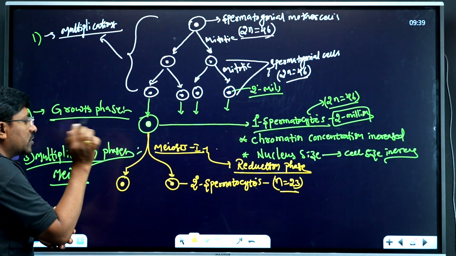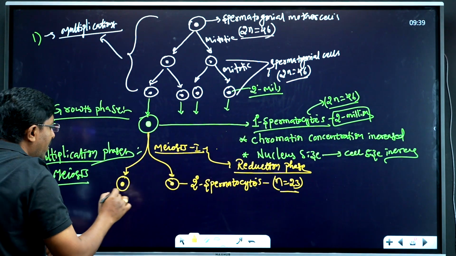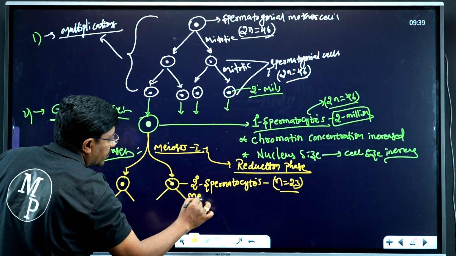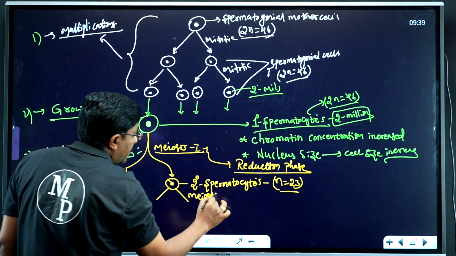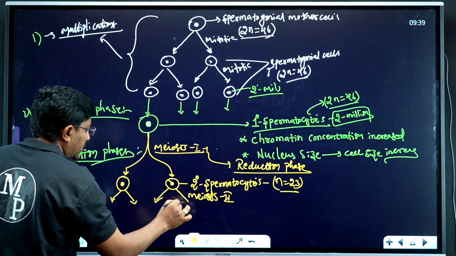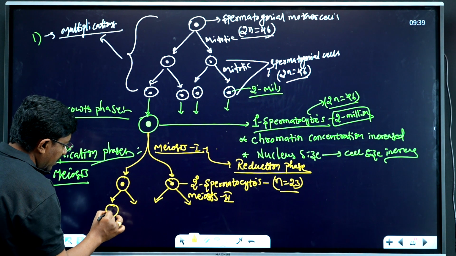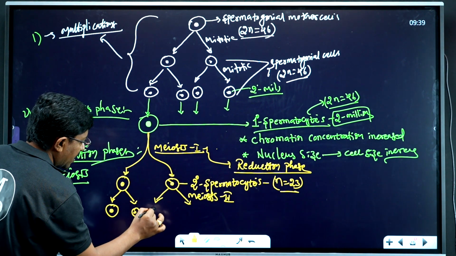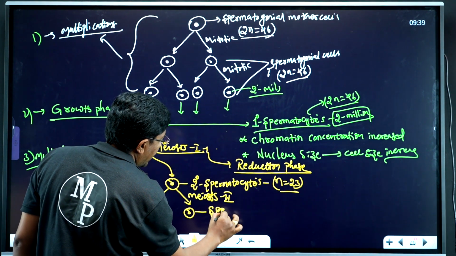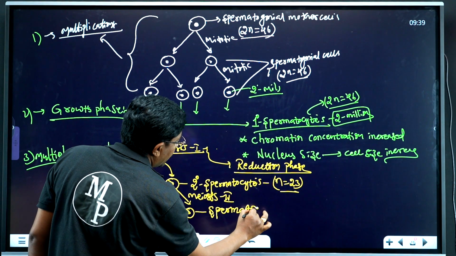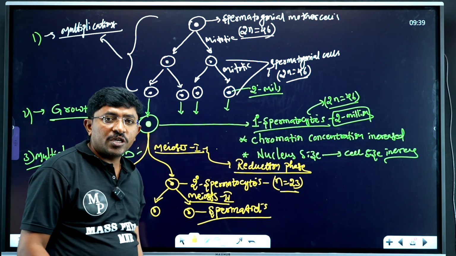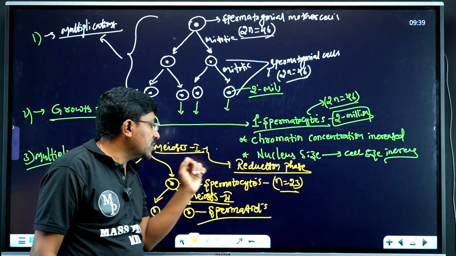This is the primary spermatocyte. The cells continue to the meiosis 2 division. In this meiosis 2 division, daughter cells are formed again. These daughter cells of the secondary spermatocytes are called spermatids. These are the spermatids. And one more important point: meiosis 2 is not a reduction division. Only meiosis 1 is the reduction division.